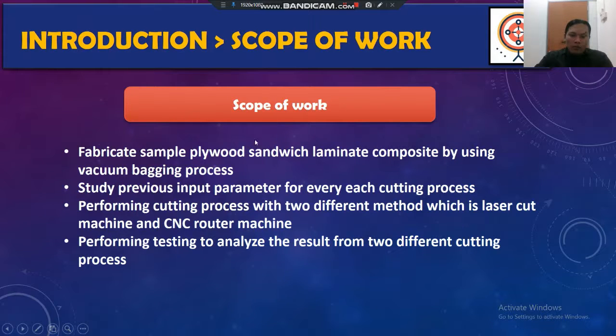For scope of work, first, I will fabricate sample plywood sandwich laminate composite by using vacuum bagging process. Study previous input parameter for each cutting process, and then perform the cutting process with two different methods, which are laser cut machine and the CNC rotor machine. And after the experiments are performed, we will perform testing to analyze the result from the two different cutting processes.